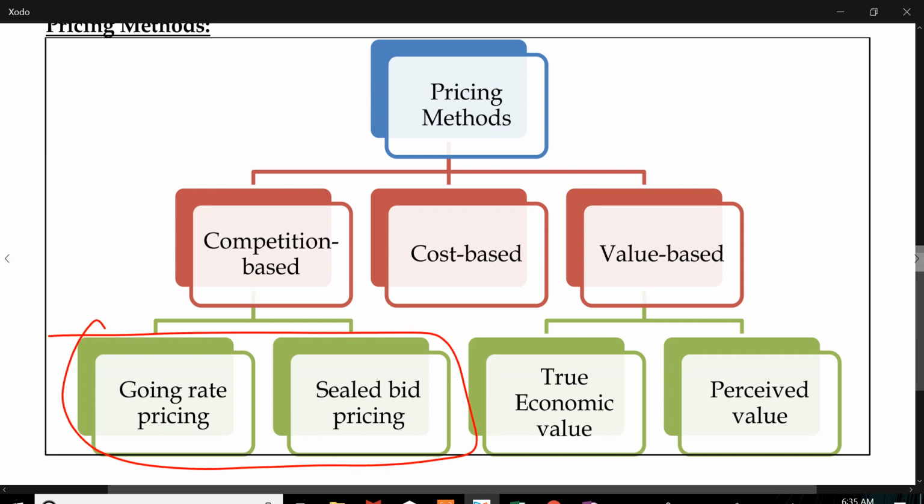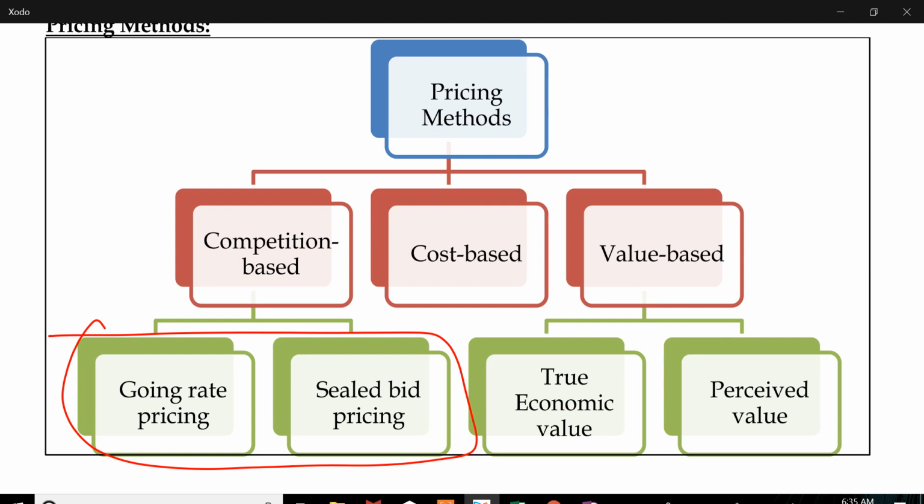What is going rate pricing? There is a product, let's take the product as CA classes itself. If that's a service which is being provided, 50 academies are there in India which provide this service. Somebody notes down the fees of all the 50 academies and takes an average of that. That's called the going rate. The average of the price being charged in the industry is called the going rate. What going rate pricing says is, you should fix your price closer to the going rate. Do not fix a very high price, do not fix a very low price.